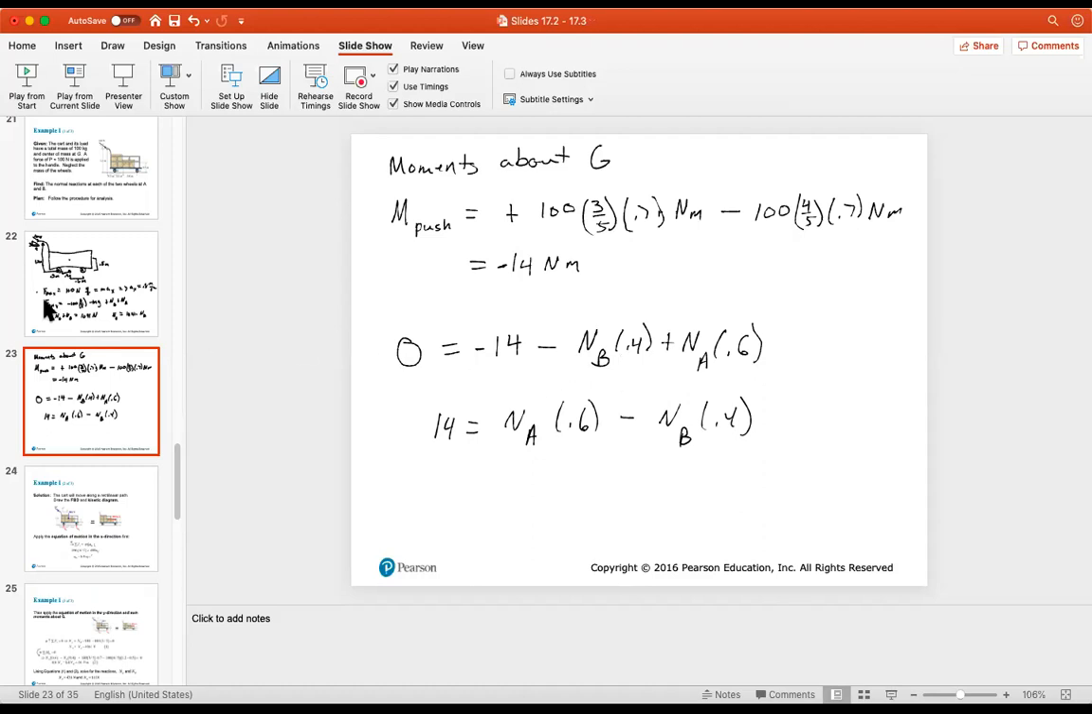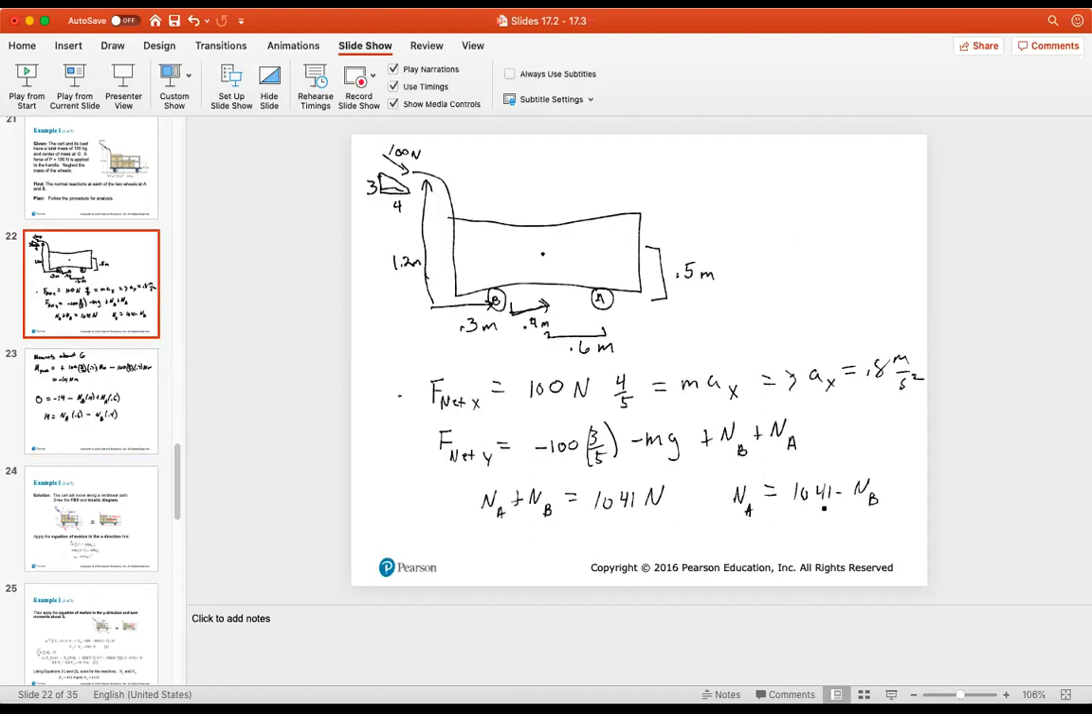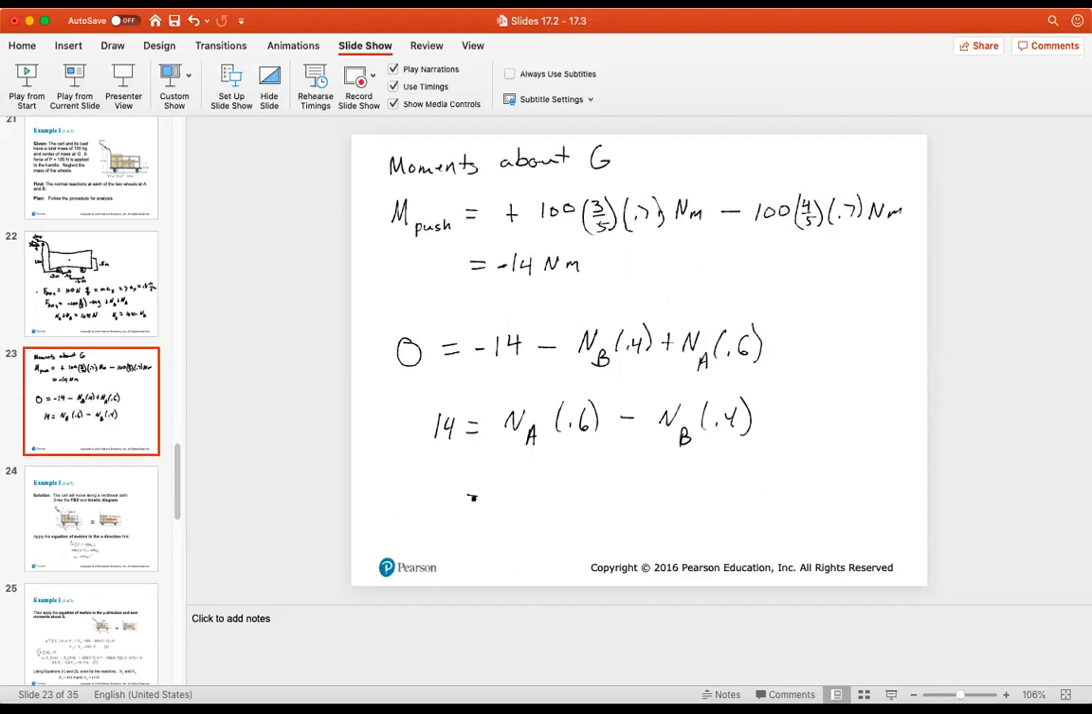Look, going back to my previous equation, I had that NA was 1041 minus NB. So I substitute that into here, and this gives me 0.6 times 1041 minus 0.6 plus 0.4 times NB, which is just NB. And solve for NB. And we find 610.6 newtons, and back substitute and get NA equals 430.4 newtons. Whew. And that's how that goes.